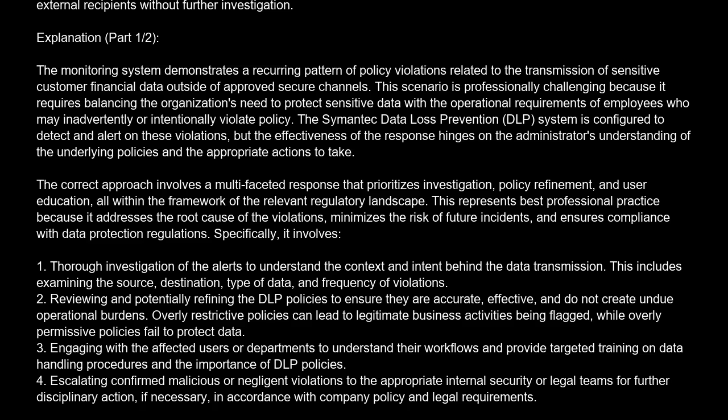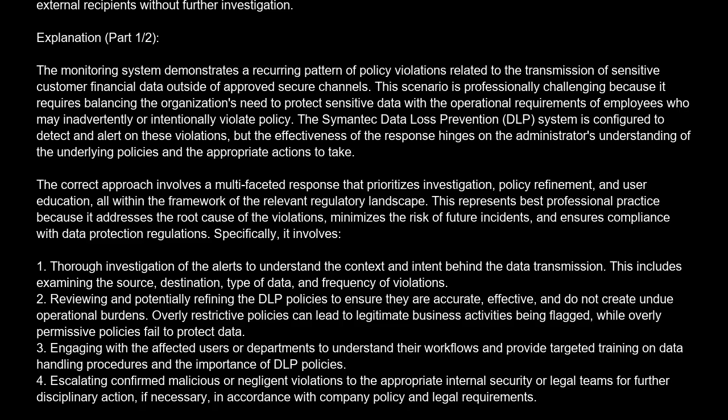The Symantec data loss prevention (DLP) system is configured to detect and alert on these violations, but the effectiveness of the response hinges on the administrator's understanding of the underlying policies and the appropriate actions to take. The correct approach involves a multifaceted response that prioritizes investigation, policy refinement, and user education, all within the framework of the relevant regulatory landscape. This represents best professional practice because it addresses the root cause of the violations, minimizes the risk of future incidents, and ensures compliance with data protection regulations.